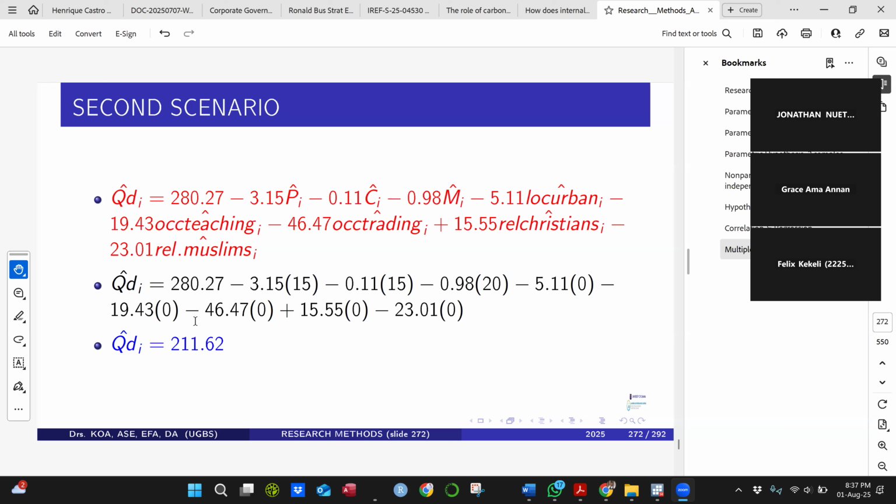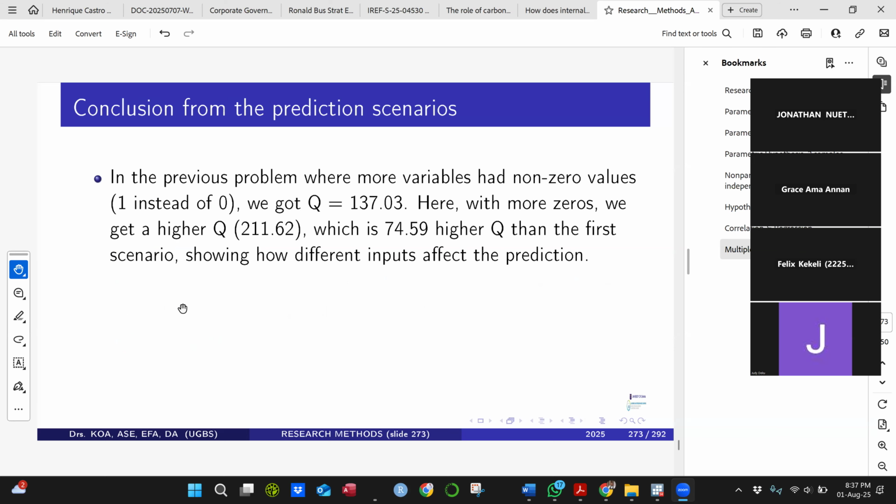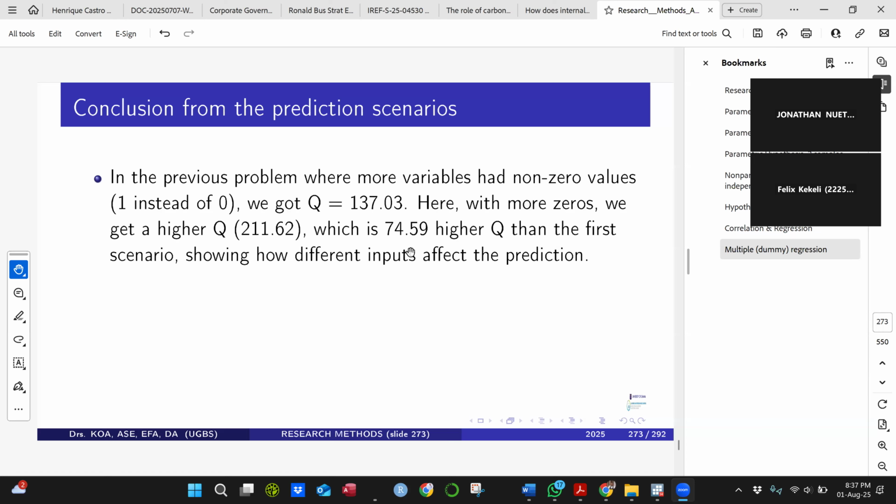Felix. By 74.81. Exactly. Okay. By 74, approximately thereabout. So in the problem here, you can see that we have 137 and 211, which is 74 higher than the first scenario. It's showing that the second scenario is the better option.